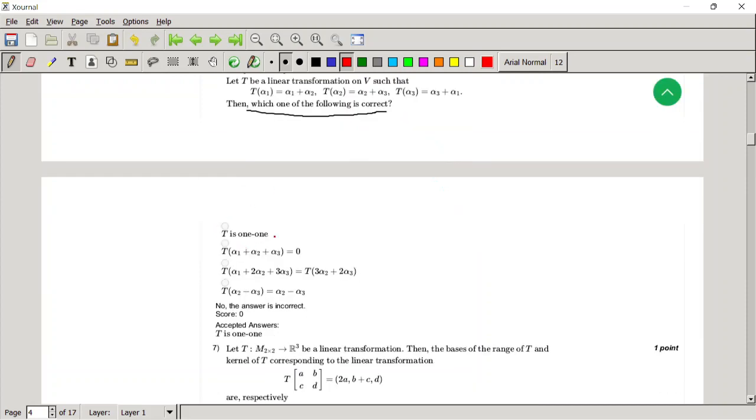So from this we can say T is 1 1. So this is the correct option. And let's check the remaining options also.